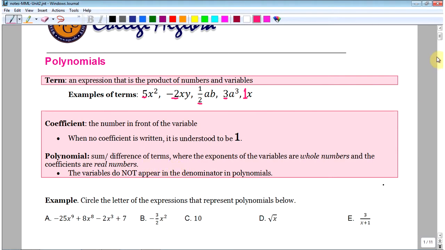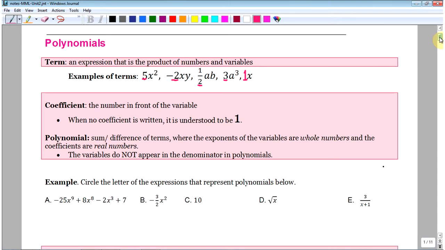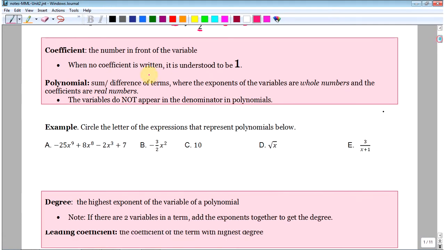So keeping that definition in mind, in our next example, we want to circle the letter of the expressions that represent polynomials. Starting with A, I see I have the sum and difference of some terms. All of my coefficients are real numbers. And when I look at the exponents of my variables, those are whole numbers. So this meets the definition of a polynomial.